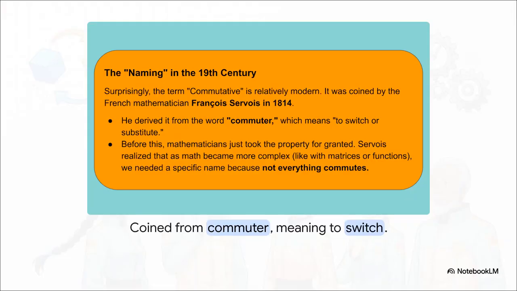And here is the man behind it. The term commutative was coined by the French mathematician François Servois. He derived it from the French word commuter, which means to switch or substitute. But why did he bother naming it in 1814? Well, because as mathematics grew increasingly complex, experts realized a startling, unavoidable truth. Not everything commutes. Once math evolved past simple addition and multiplication, they desperately needed a specific name for this behavior because it suddenly became the exception rather than the rule.